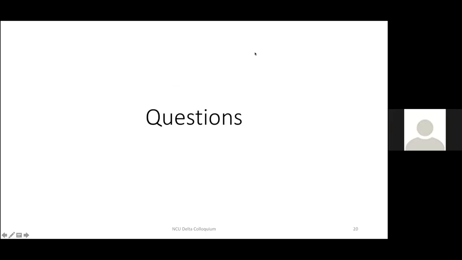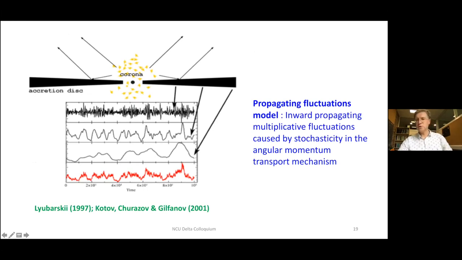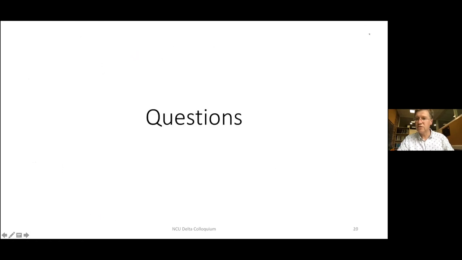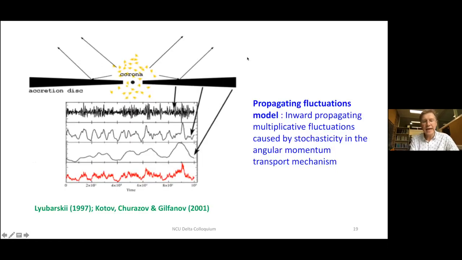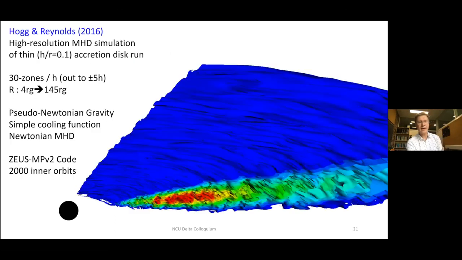Right. So that's the question I'm going to address now. My pointer is a bit lost. The question I'm going to address now is to look at the physics of this picture in the context of the MHD model of accretion that I've been discussing. So can we understand what's going on here from first principles? This is a study that I engaged in with my former PhD student, Drew Hogg, in Maryland.